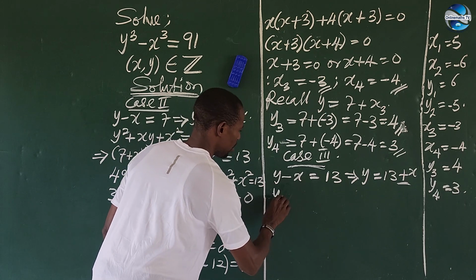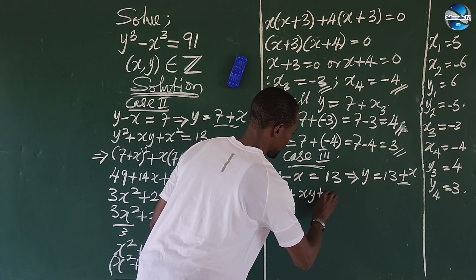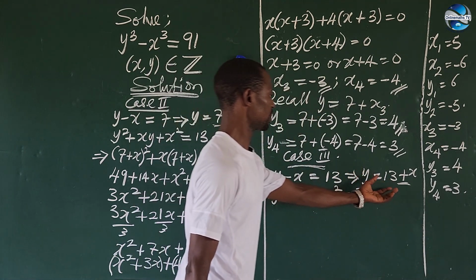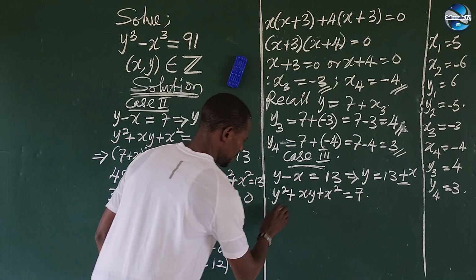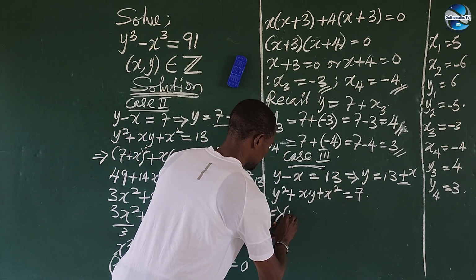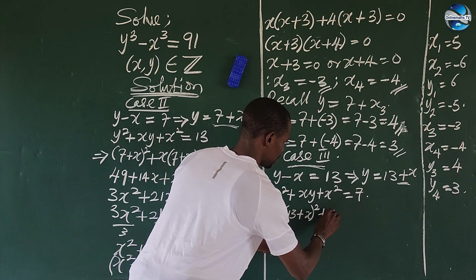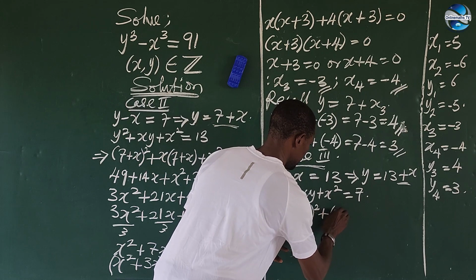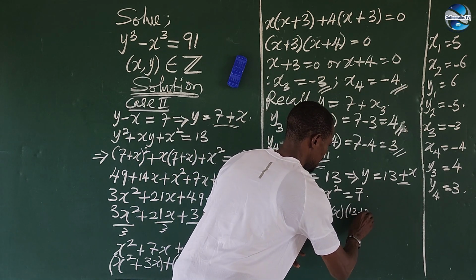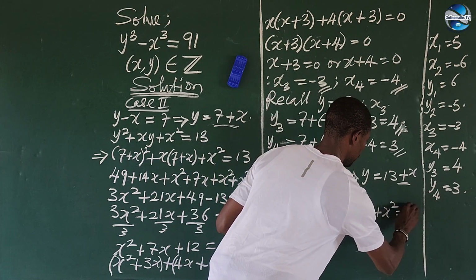So from here we have our y squared, plus our xy, plus our x squared. First of all, this is going to give us our 7. So let's put the whole of this equation into this. This now implies, here we're going to have brackets, (13 + x) squared plus x into y, where y is 13 plus x, plus x squared equals 7.